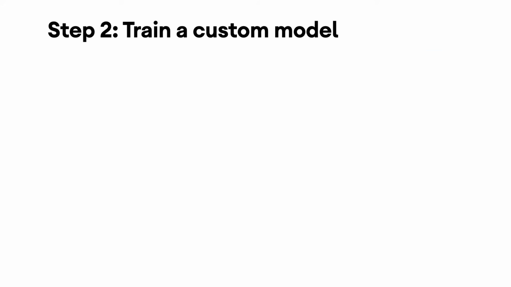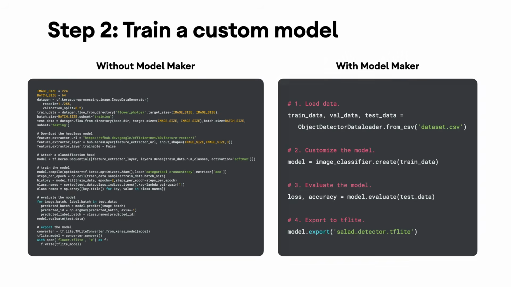Now let's start step 2, train a custom model using this dataset. We'll use Model Maker, which is a Python library that makes it very easy to train models for common machine learning tasks. Instead of having to write a lot of code to train a model, you can do it in just 4 lines with Model Maker.